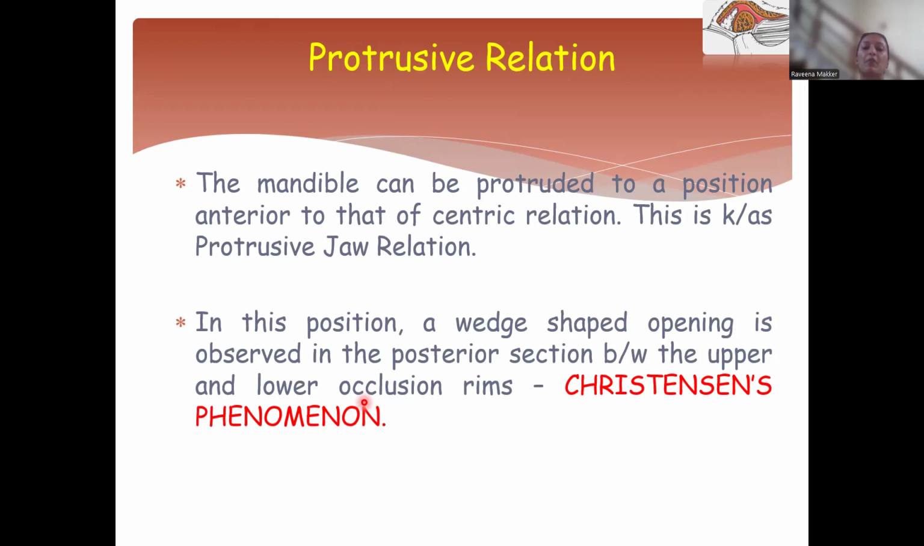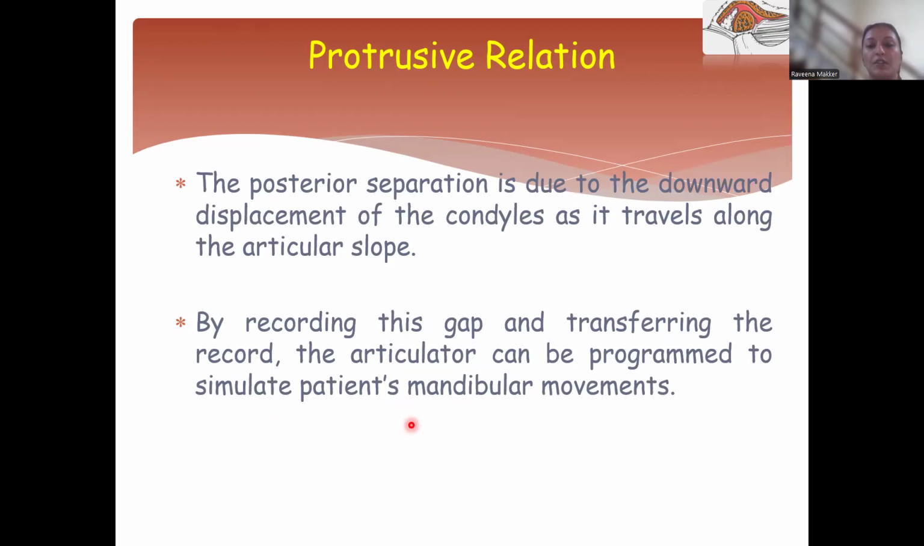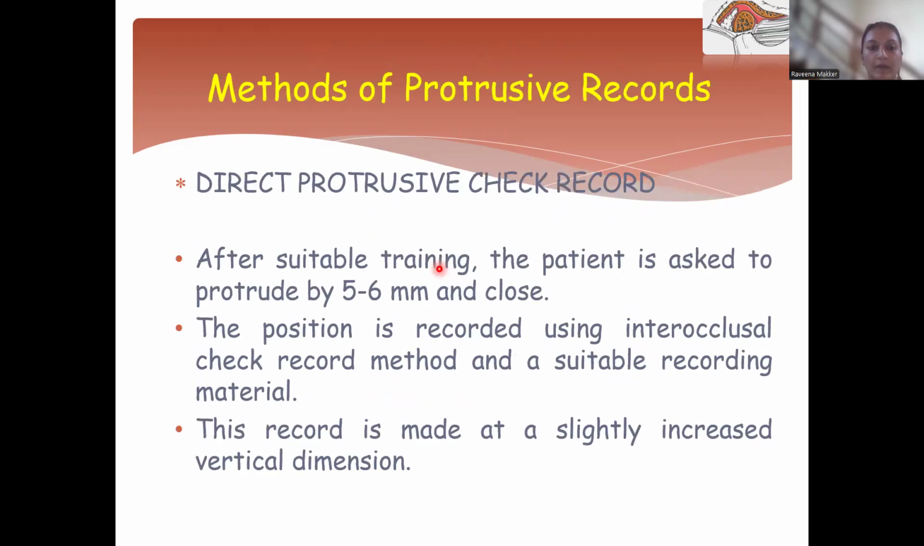First is the protrusive relation. The mandible can be protruded to a position anterior to that of the centric relation. This is known as the protrusive jaw relation. In this position, a wedge-shaped opening is observed in the posterior section between the upper and lower occlusal rims. This is known as Christensen's phenomenon. The posterior separation is due to the downward displacement of the condyles as they travel along the articular slope. By recording this gap and transferring the record, the articulator can be programmed to simulate the patient's mandibular movements.